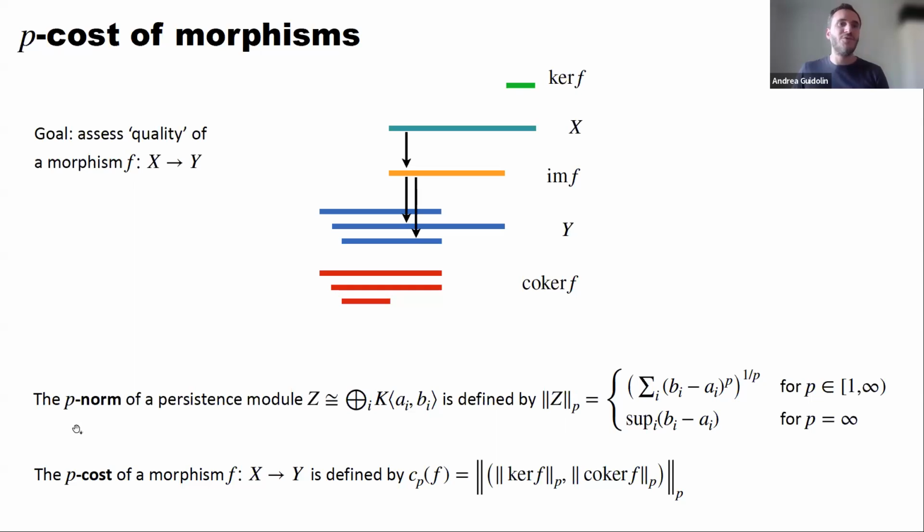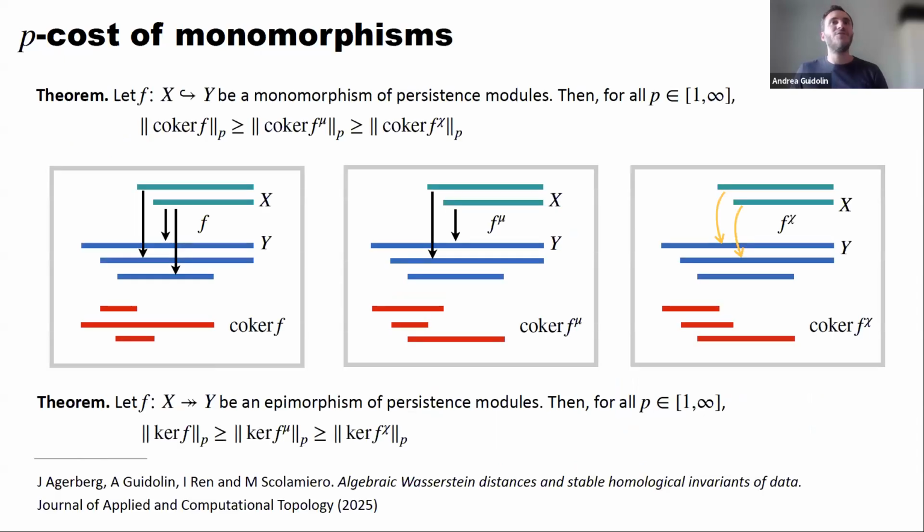We use the p-norm to define the notion of p-cost of a morphism, which is defined by considering the p-norm of the kernel, which is a persistence module, the p-norm of the co-kernel, which is a persistence module, and then we combine them, not taking the sum, but taking the p-norm of this two-dimensional vector. This is the definition of p-cost for a morphism. So we want to see how morphisms and matchings interact with this notion of p-norms and p-costs.